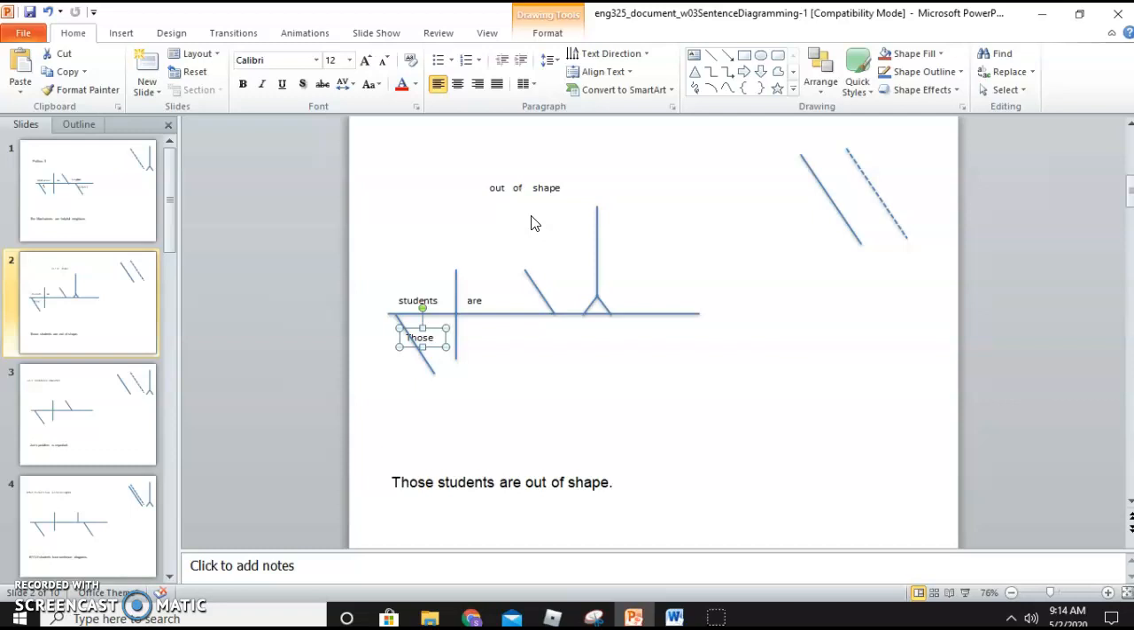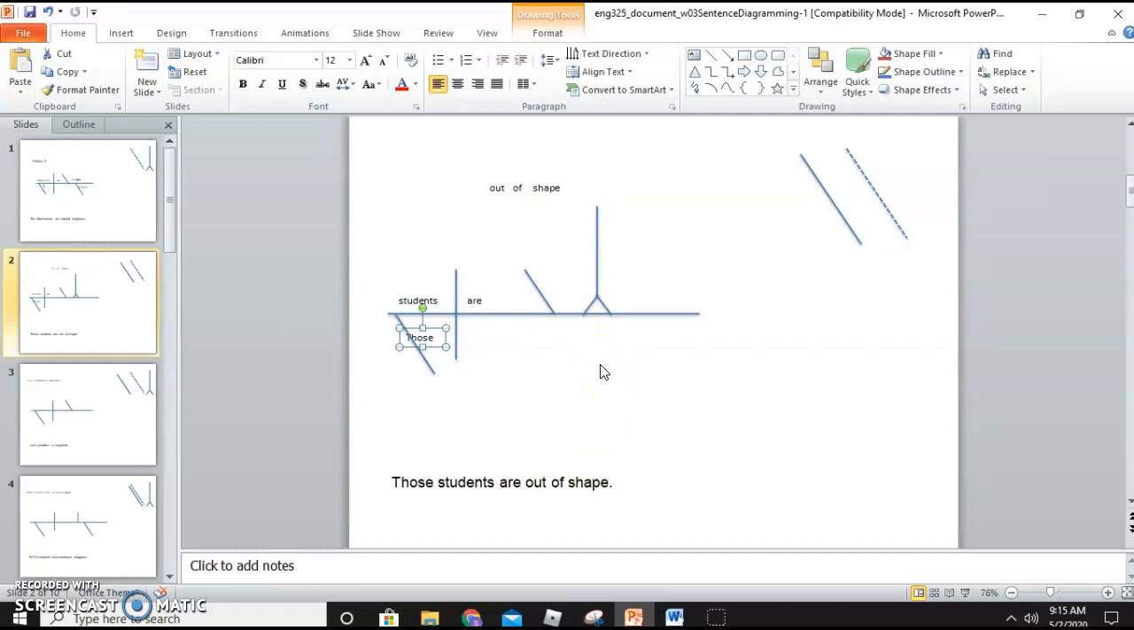Most prepositional phrases, probably 90%, are going to be diagrammed below as a modifier of either the verb or a noun. In a few cases, they're going to be diagrammed on a pedestal, and I want to show you that because that's a little bit tricky. It has to meet 3 criteria in order to be diagrammed on the pedestal and not below the main line. First is it has to be in the predicate, meaning it has to follow the verb, which this one does. Our verb is are, our prepositional phrase is out of shape.